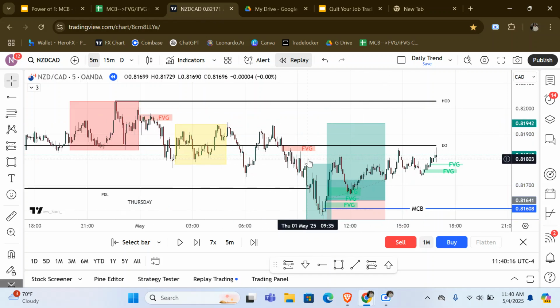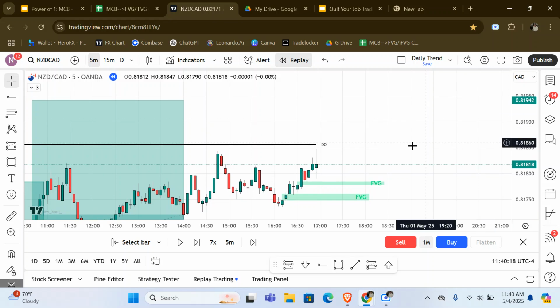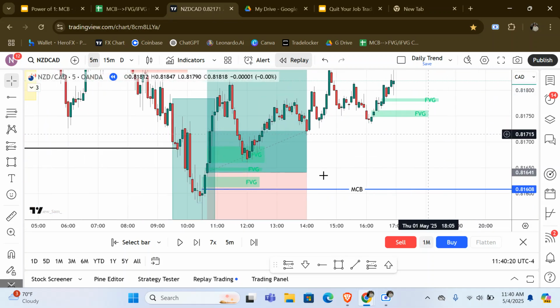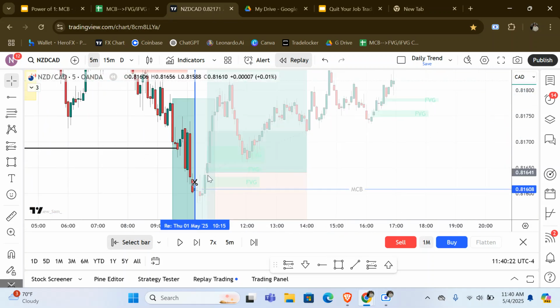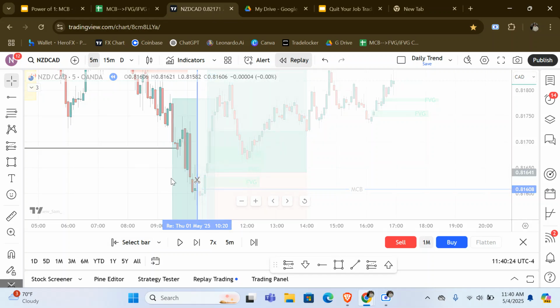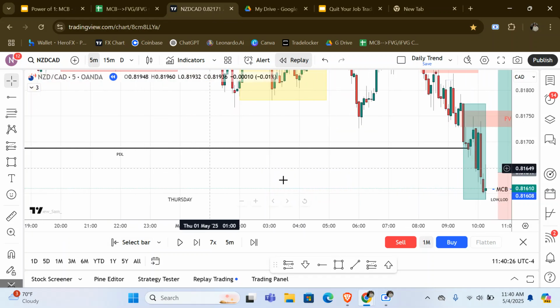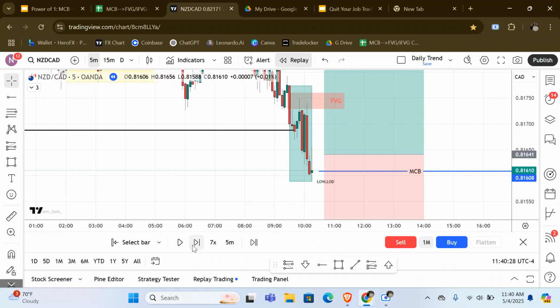Right, and let's see how this looks in real time too, with the replay option. So I'm going to select here from the money candle so you can see it play out. Right, so there's our money candle. Money candle there, close above there.